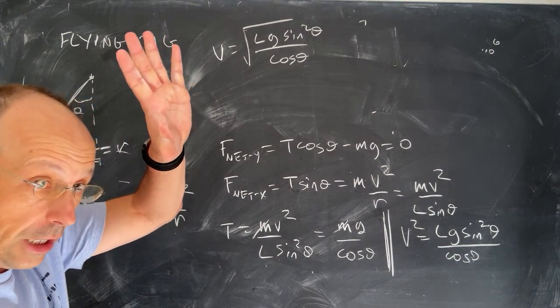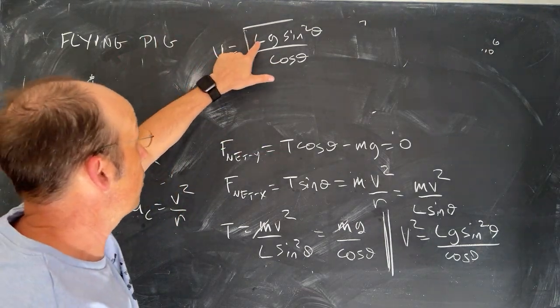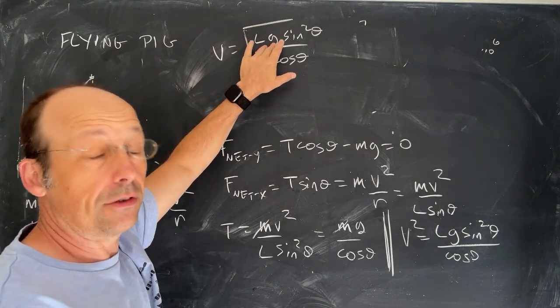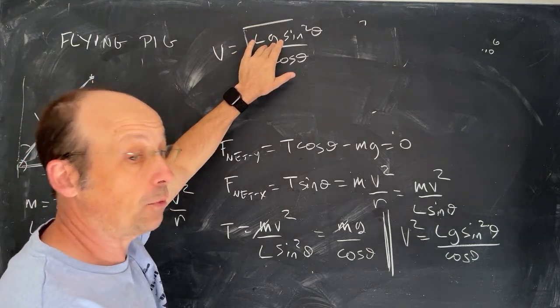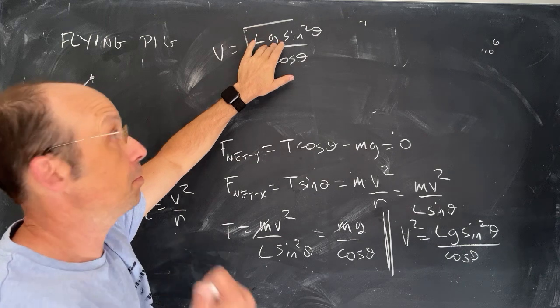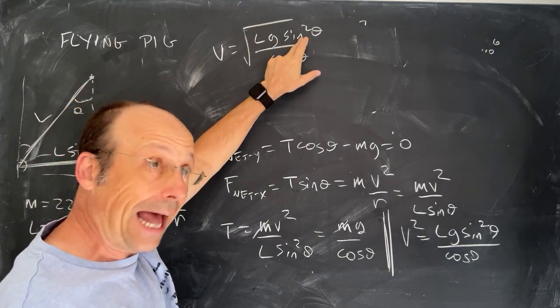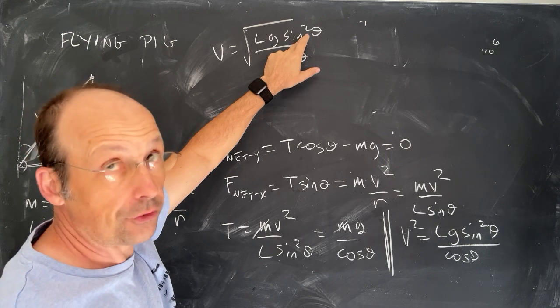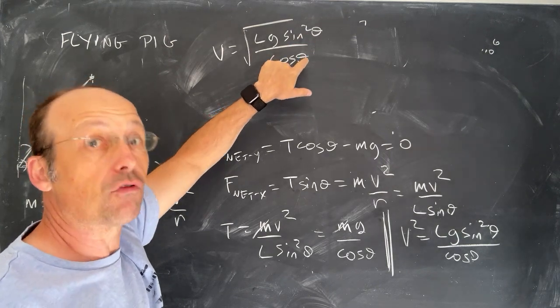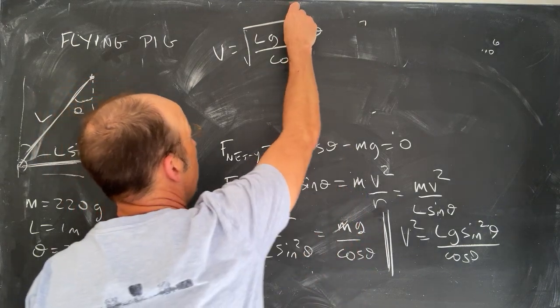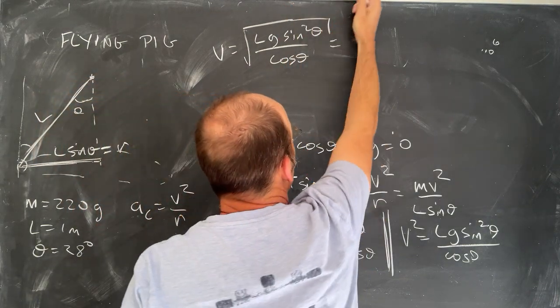Now again, let's check the units, right? So that's meters per second squared. So those two together give me meters squared per second squared. When I take the square root, I get meters per second. Sine theta is a ratio, so it has no units. It doesn't matter if you square it, it still has no units. Cosine theta is a ratio of the lengths of the sides. It has no units.